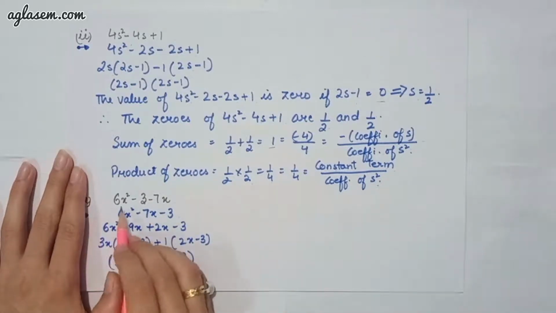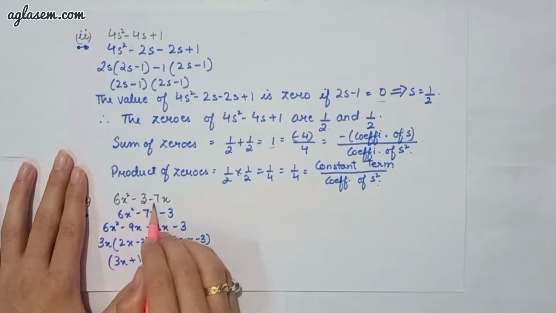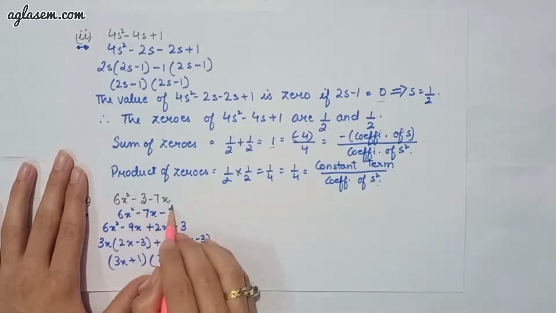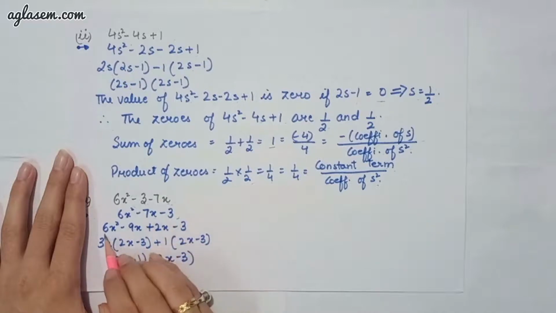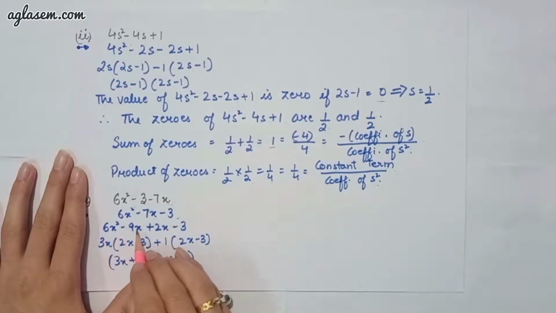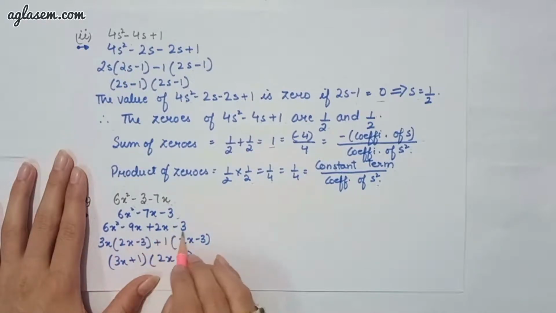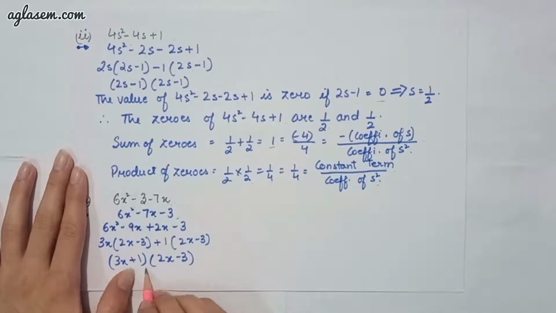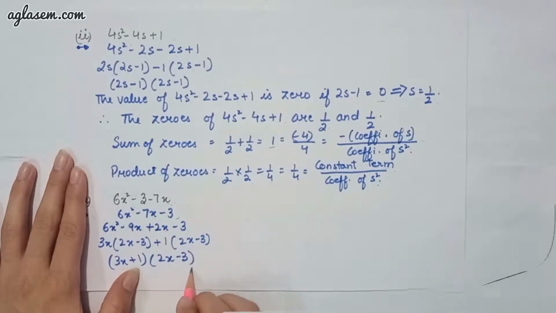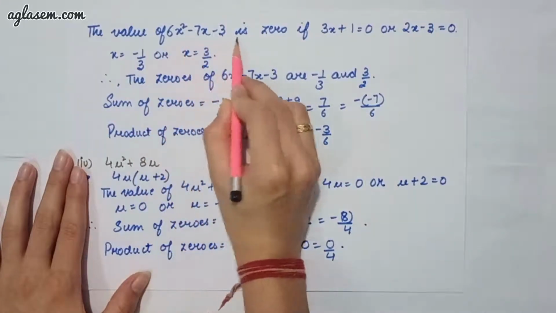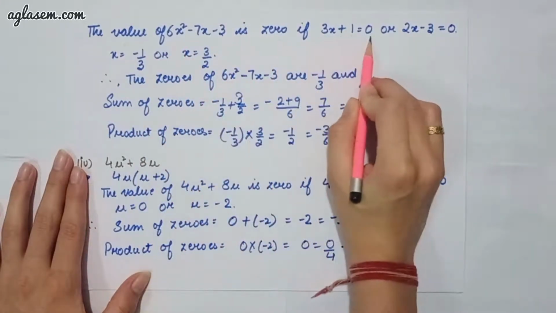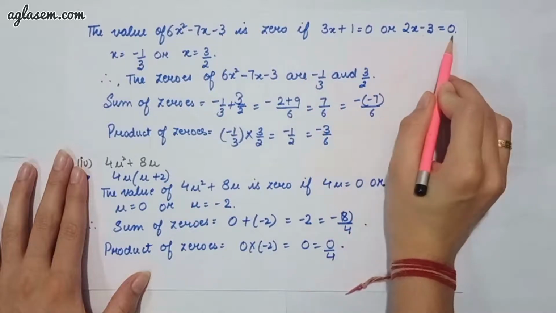Third part says 6x square minus 3 minus 7x. So here we have to arrange in the form of x square, x and known x. So again 6x square minus 9x plus 2x minus 3, which will give you 3x plus 1 and 2x minus 3. Further solving, the value of 6x square minus 7x minus 3 is 0 if 3x plus 1 is equal to 0 or 2x minus 3 is equal to 0.